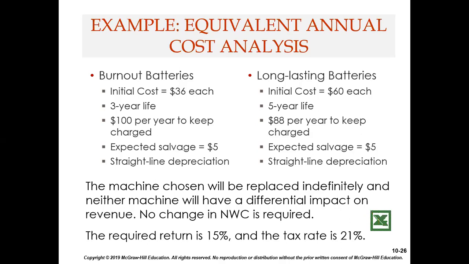So the machine chosen will be replaced indefinitely, and neither machine will have a differential impact on revenue. So there's no other impacts here. So we don't have to worry about any other calculations as far as what other kind of cash flow there is. They're just telling us that, so we're not worried about it. There's no change in net working capital. We expect a required rate of return on any kind of project to be 15%, and the tax rate is 21%. So I'm going to go ahead out to an Excel spreadsheet again and just show you how we could do some analysis on this.